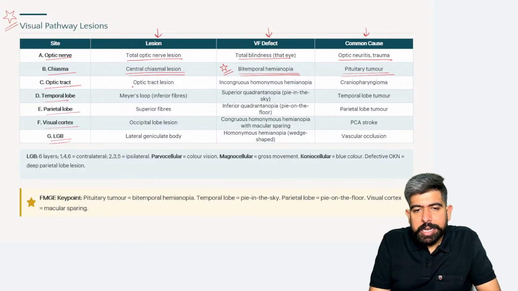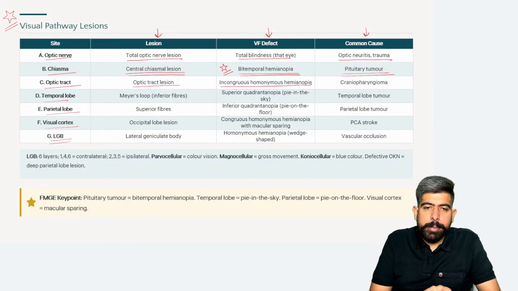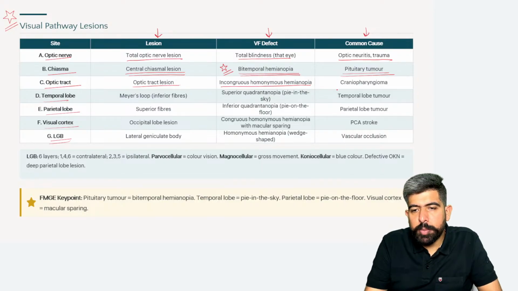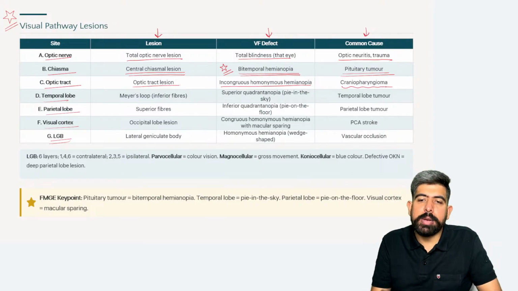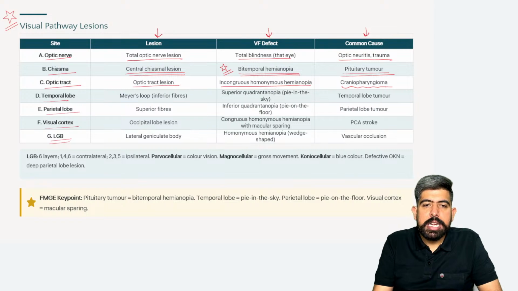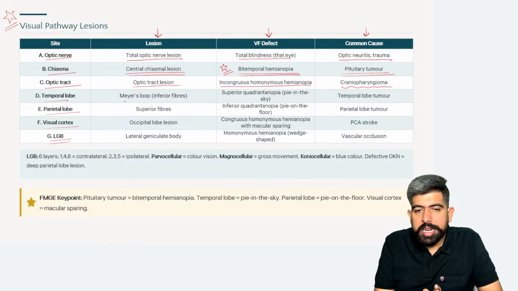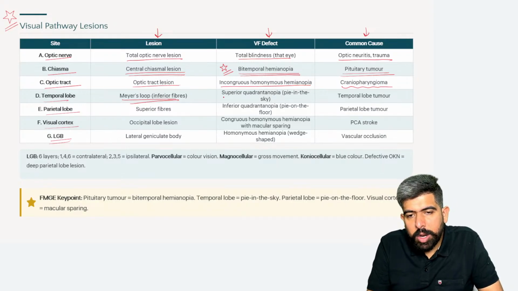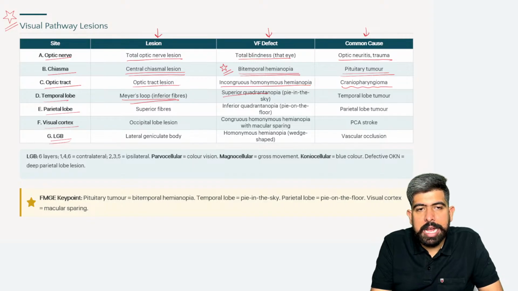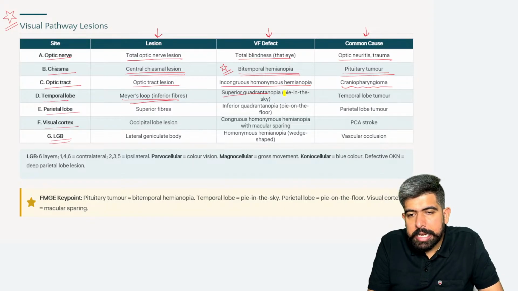The next we have the optic tract. Please remember, the optic tract lesion has incongruous homonymous hemianopia on the opposite side. It is seen in craniopharyngioma, right? Craniopharyngioma can be seen. Now the temporal lobe has Meyer's loop, okay, which carries the inferior fibers. With the inferior fibers, the superior quadrant is gone, and that is known as pie in the sky.